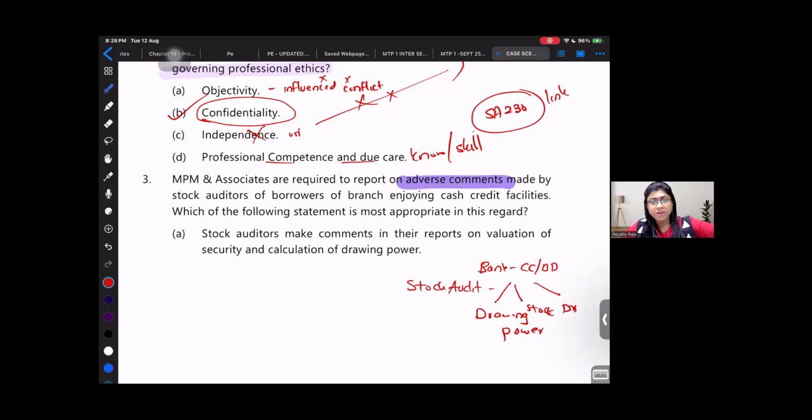Okay. So they are asking you which of the following is most appropriate regarding the stock auditors? Can you read and say which is the most appropriate option here? A. Stock auditors make comments on report on valuation of security. Security means whatever security you have given, not the shares. Security here is stock and debtors, plus calculation of drawing power.